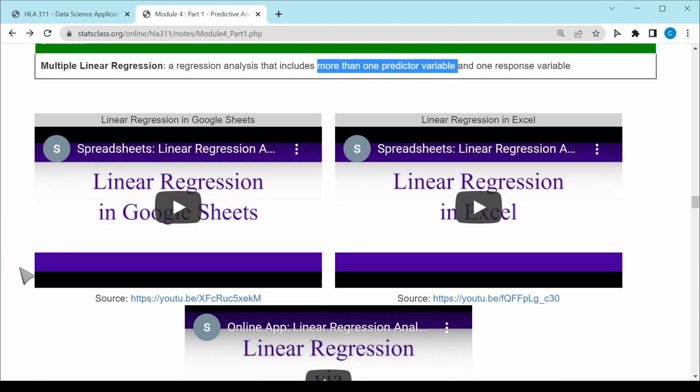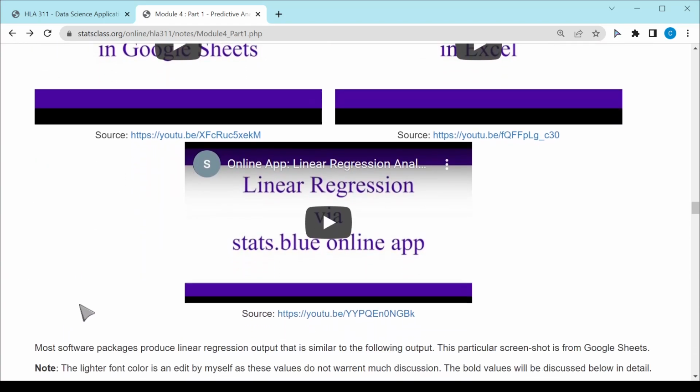These regression models can be fit in spreadsheets. There's videos here. There's also a very nice online app at stats.blue that allows you to fit regression models. I was surprised at how well that app works. So there's a video showing you how to do that in the online app.